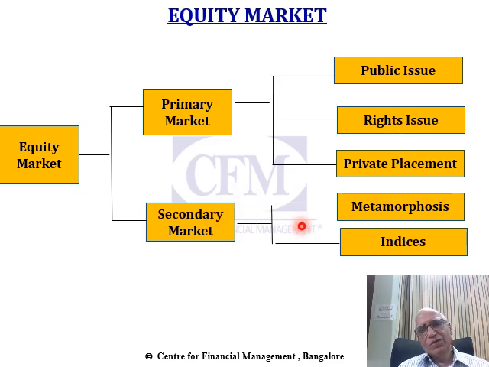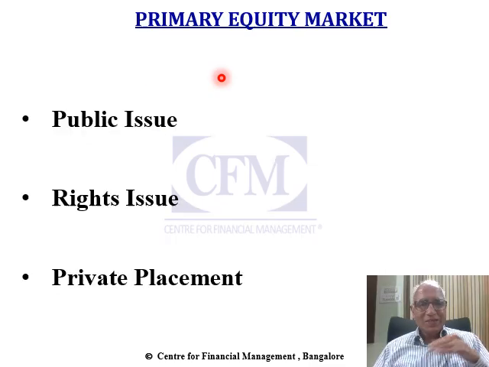There has been a veritable metamorphosis of the secondary market. We'll examine these changes and also learn about different kinds of equity market indices. There are three ways in which a company can raise money in the primary equity market: public issue, rights issue, private placement. A public issue involves selling securities to the general investing public through a prospectus. A rights issue entails selling securities to existing shareholders on a pro rata basis through a letter of offer. A private placement involves selling securities to a group of select investors.